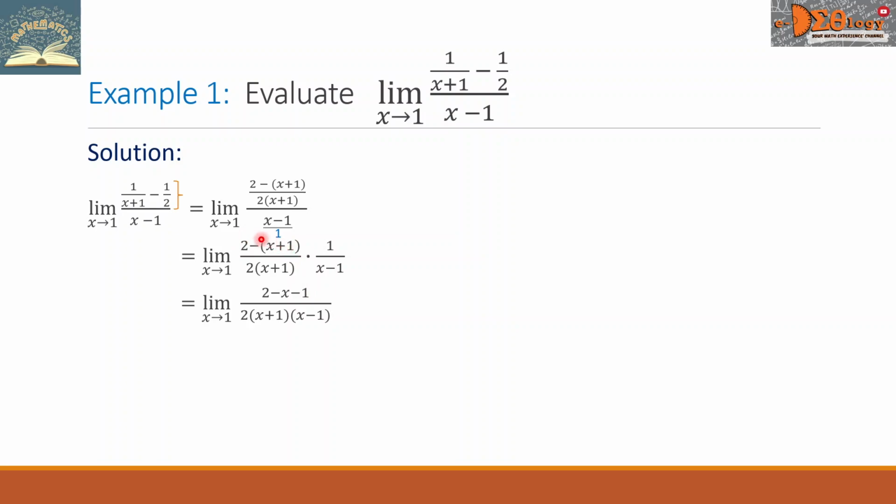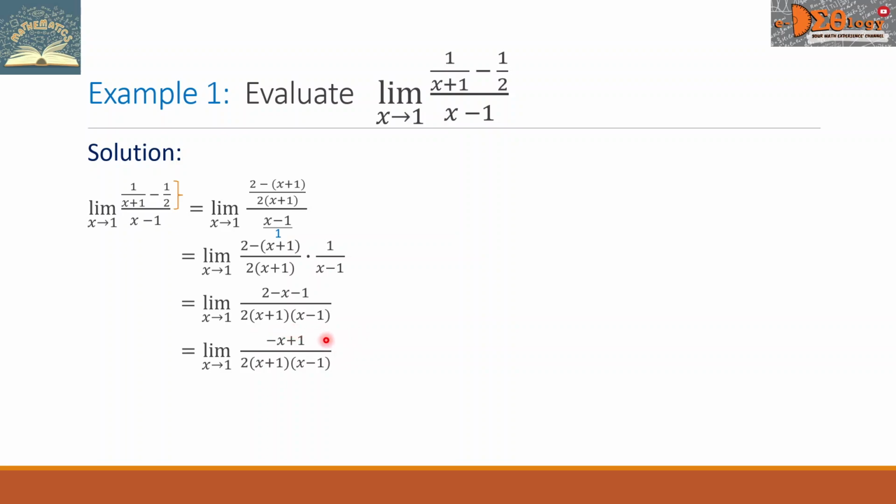Let us now remove the grouping symbol. Because this is negative, we are changing the signs of the terms inside of the grouping symbol. So we have this 2, then minus x, then minus 1, all over, we put together all the factors in the denominator. Then we simplify the numerator. That means this 2 minus 1, and the numerator becomes negative x plus 1.